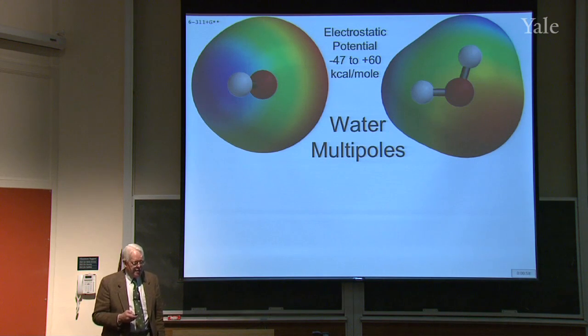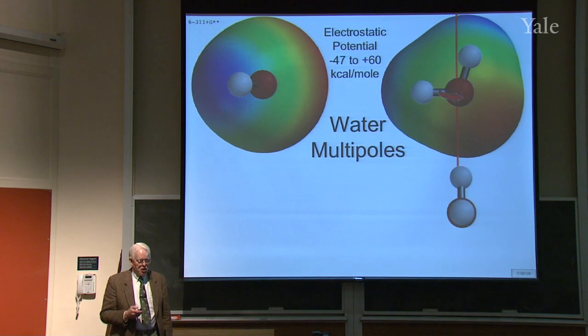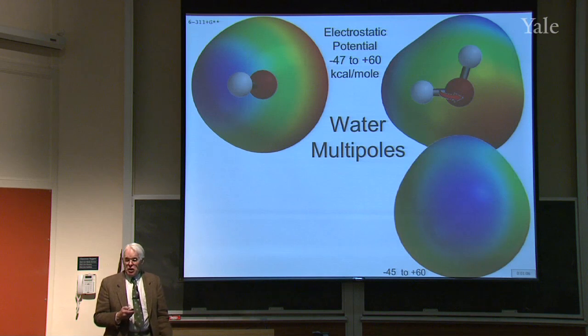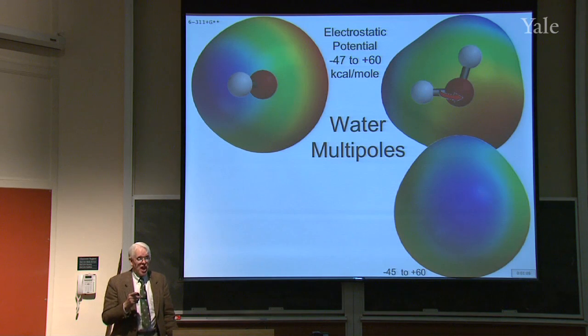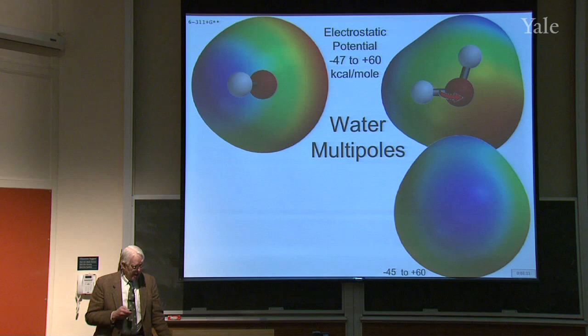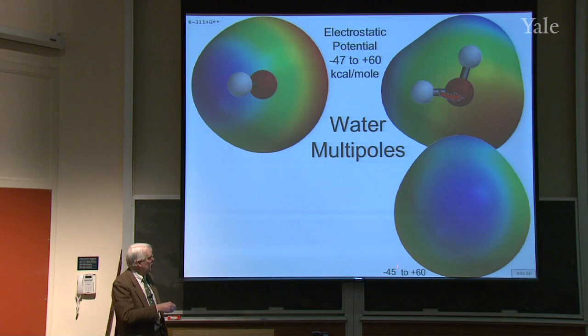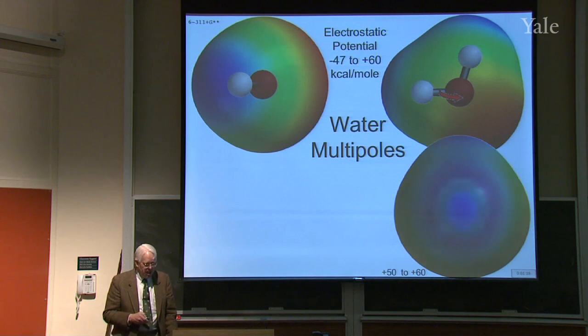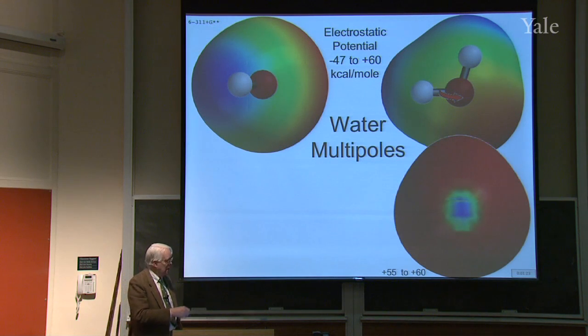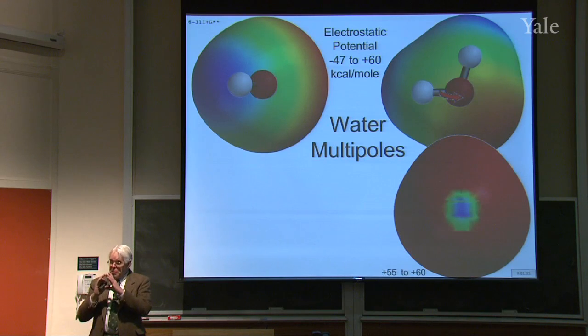Okay, now let's look at the one on the right there, and let's rotate it so we sight right along the HO bond, right? And if we look, we see that it's blue there, a bad place to put a proton, a good place to put something negative, right? And the color scale here goes, instead of minus 47 to 60, well, this is minus 45 to 60, right? But we can home in on it to get the colors to show what we want by going plus 55 to plus 60. And now you see that there's a very small region there, which is probably the best place to put something negative, the worst place to put something positive, right?